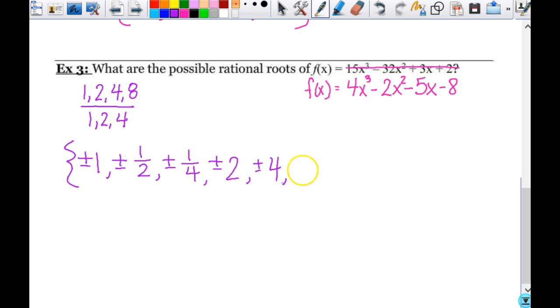Then I go to 8. 8 over 1 gives me plus or minus 8. 8 over 2 gives me 4. I already have it. 8 over 4 gives me 2. And there we go.